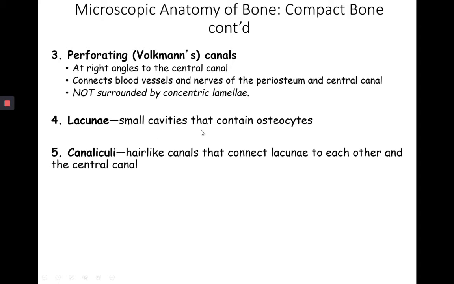You saw them in hyaline and elastic. You also saw them in fibrocartilage. So this structure shouldn't be new to you. So lacunae are just small cavities that contain osteocytes or mature bone cells. And then you have tiny canals called canaliculi. They're very small, kind of thin and hair-like in their width, and they connect lacunae to each other and the central canal.